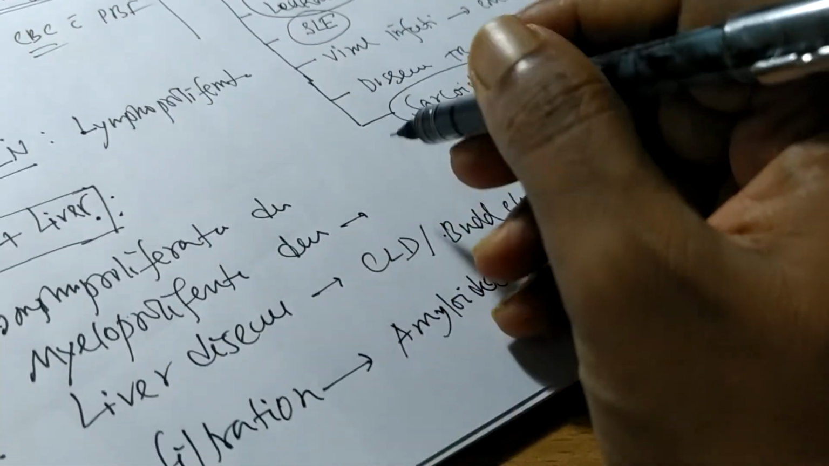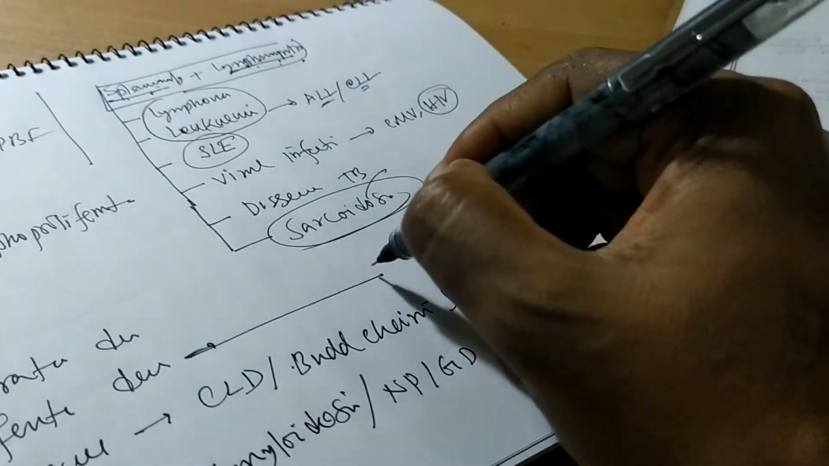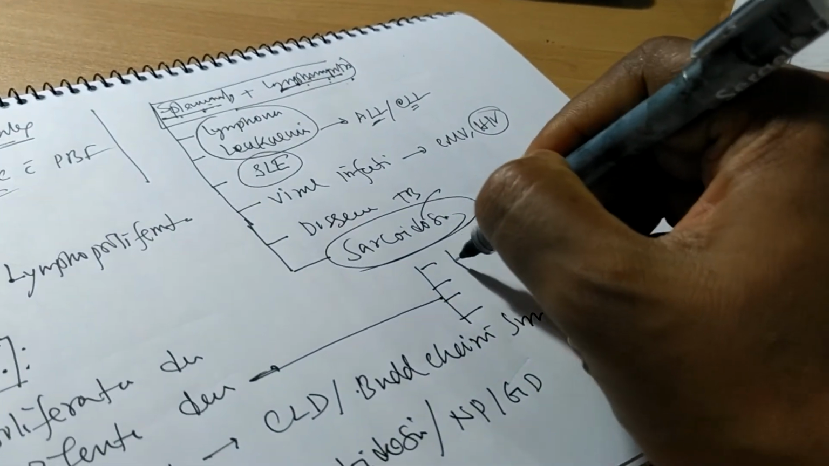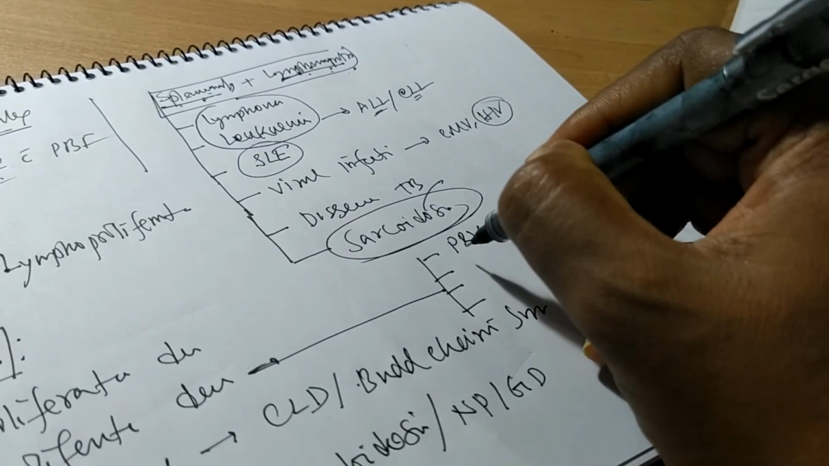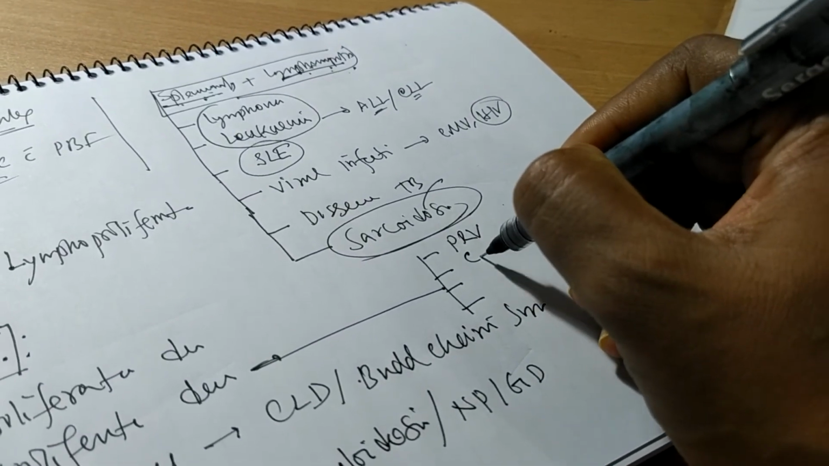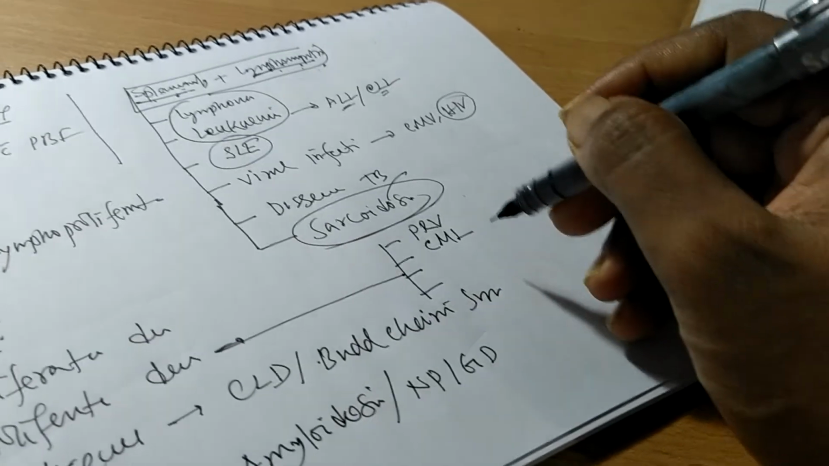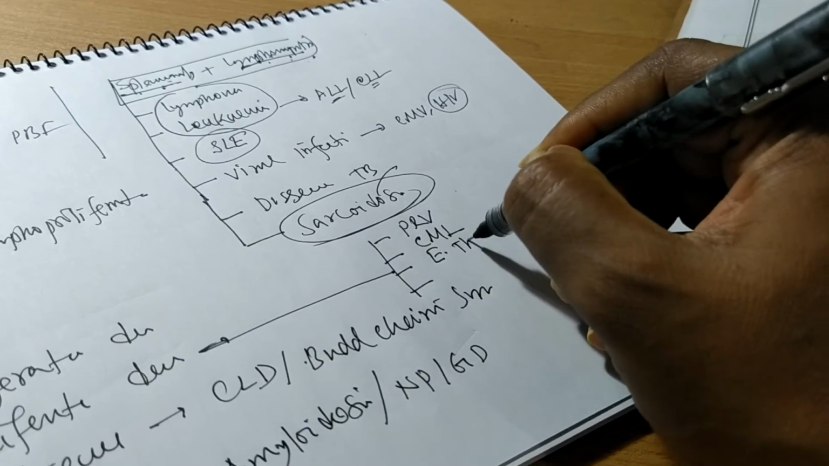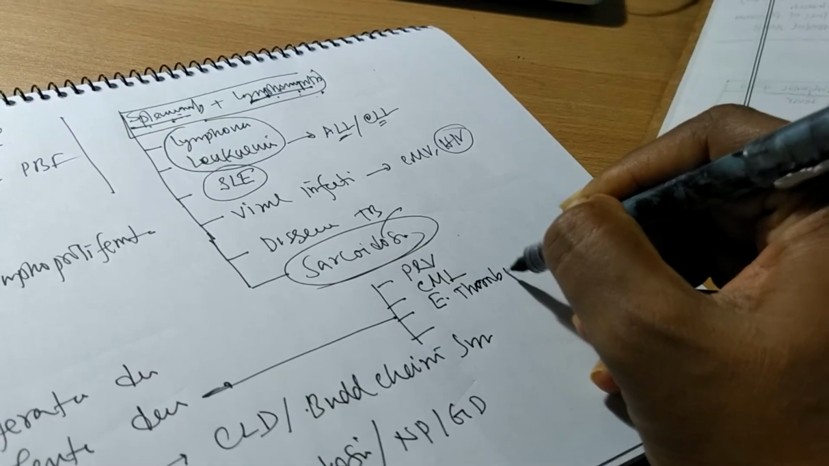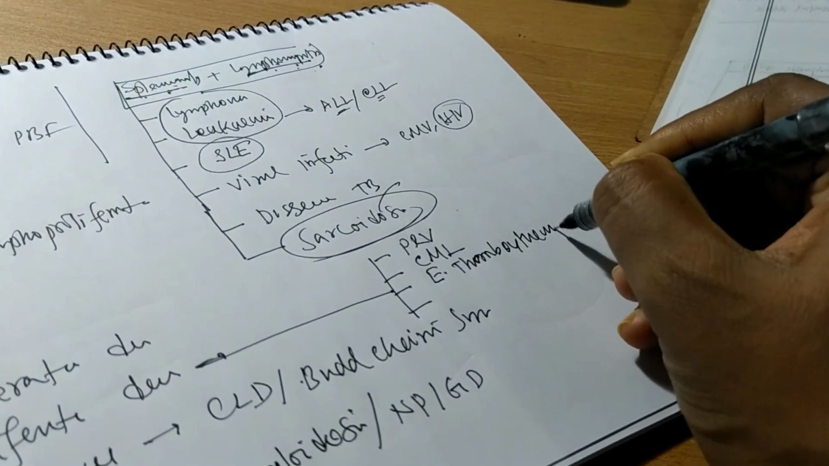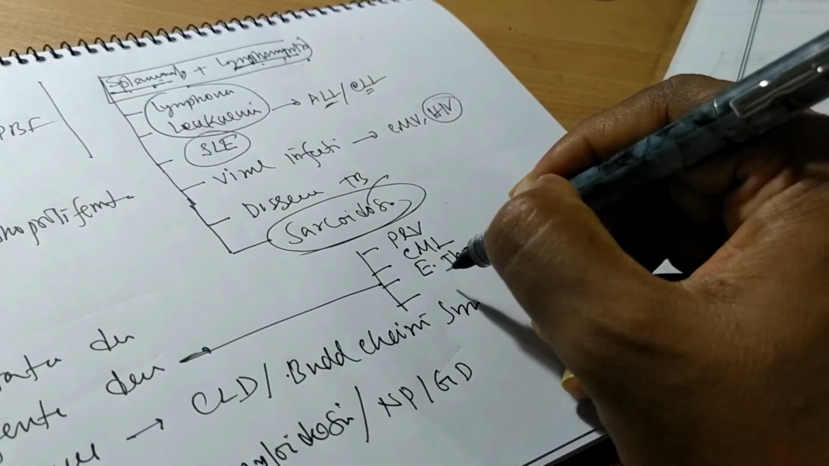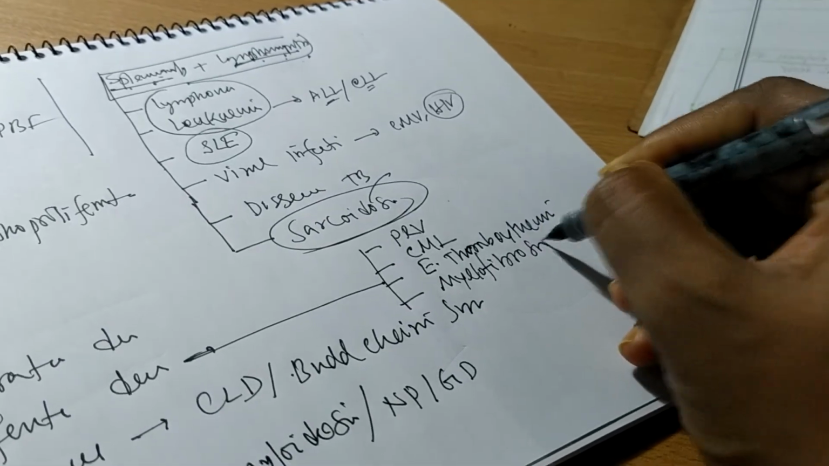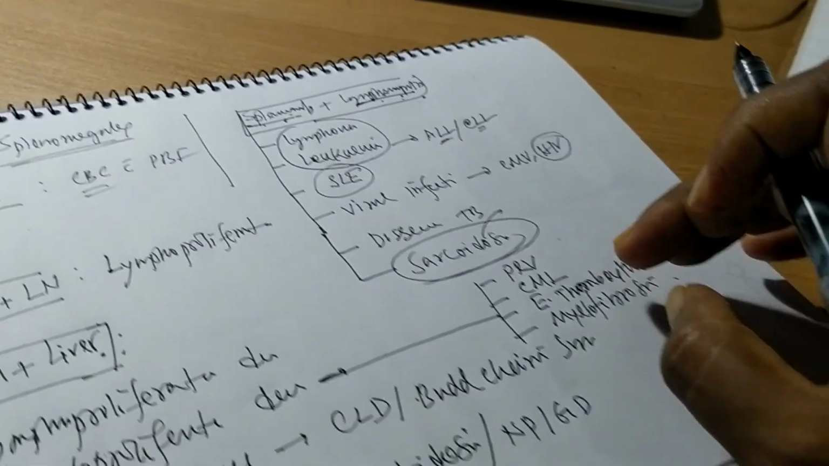Here, myeloproliferative disease. We know the myeloproliferative diseases are four in number. What are they? Number 1, polycythemia rubra vera. Number 2, chronic myeloid leukemia. And number 3, essential thrombocythemia. Okay. And number 4, myelofibrosis. So these 4 are the myeloproliferative diseases.